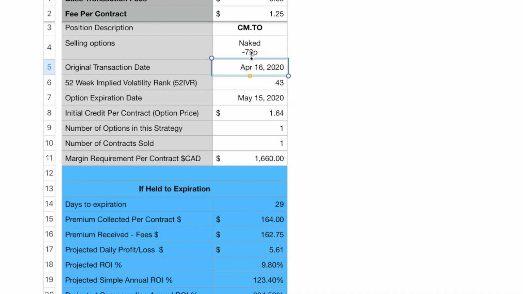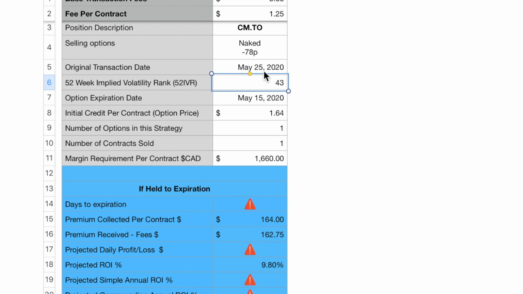So I enter that information, and then I put the original transaction date. Today is May 25th. So I type that in, and you can see it has some errors. Part of those errors are because the option expiration date is currently before the original transaction date, which doesn't work out. So we're gonna look at the May 29th expiration, and I hit enter, so that the data starts to fill out again.